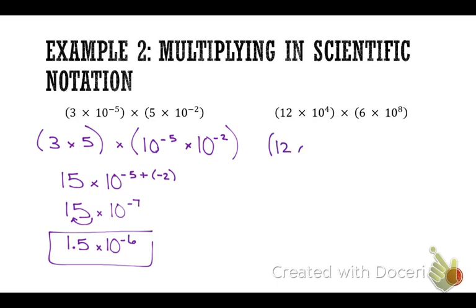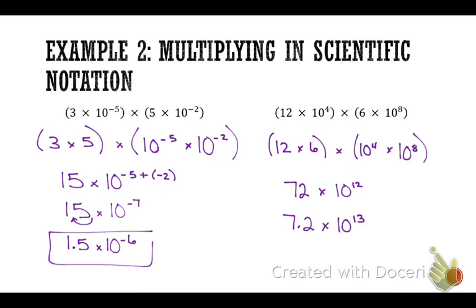All right, 12 times 6, and 10 to the 4th times 10 to the 8th. Okay, so I group my numbers and I group my powers of 10. What's 12 times 6? 72 times 10 to the 12th power. All right, final answer? No. What is it? Say it with me. 7.2 times 10 to the 13th power. Awesome, great job.